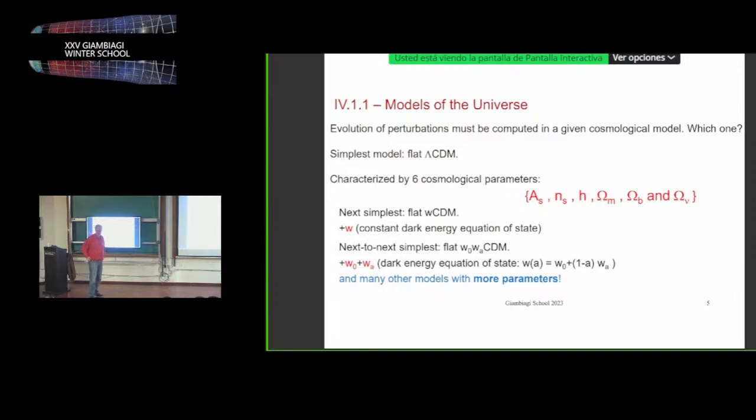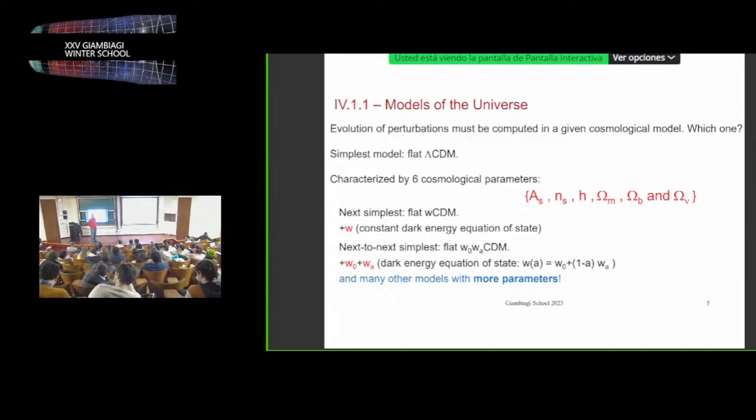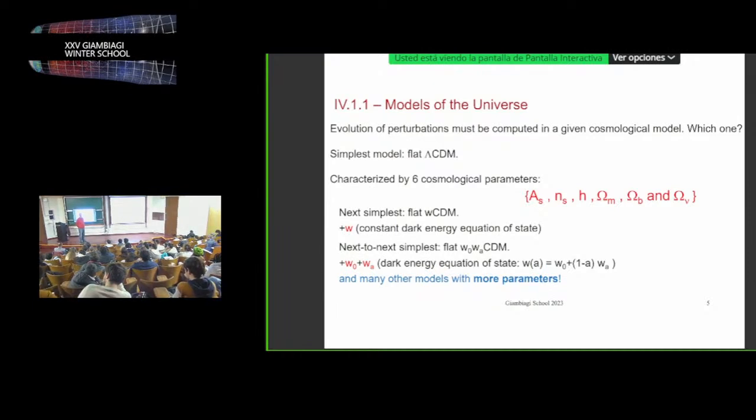Of course. Yes. Yes. Instead of the tau parameterization, yes. This is because you are thinking of testing this model with the, yes, yes, absolutely.